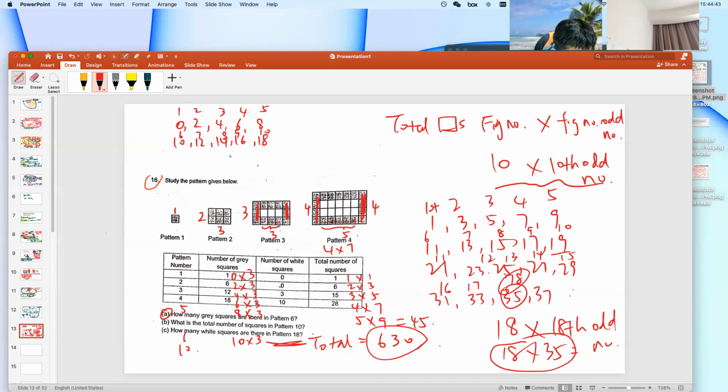So they ask for pattern 18, right? So I need to go until pattern 18. So let me continue. This is 20, 22, 24, 26, 28, then 30, 32, 34, 36, and then 38. So this is 11, 12, 13, then 14, then 15, then 16, 17, 18. 18 is 34. Okay, so it's 34 times 3. This is 102. Yes, so 102.